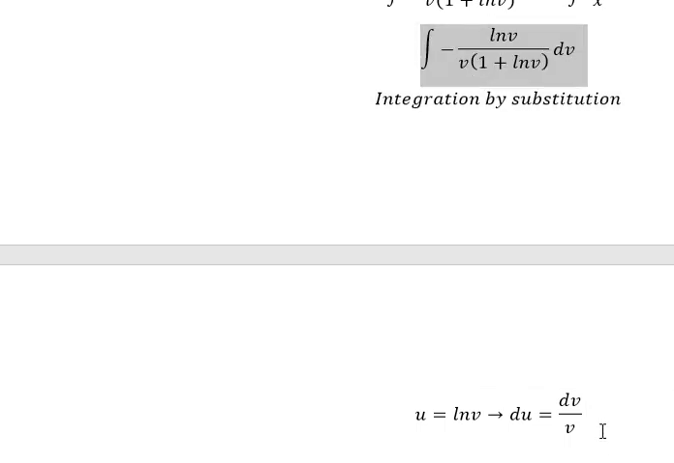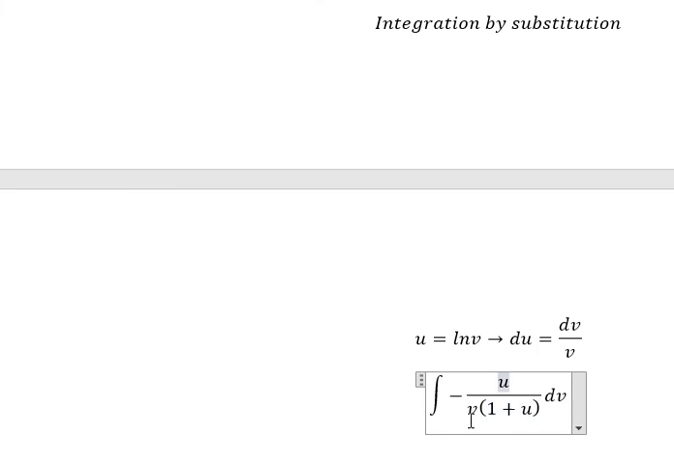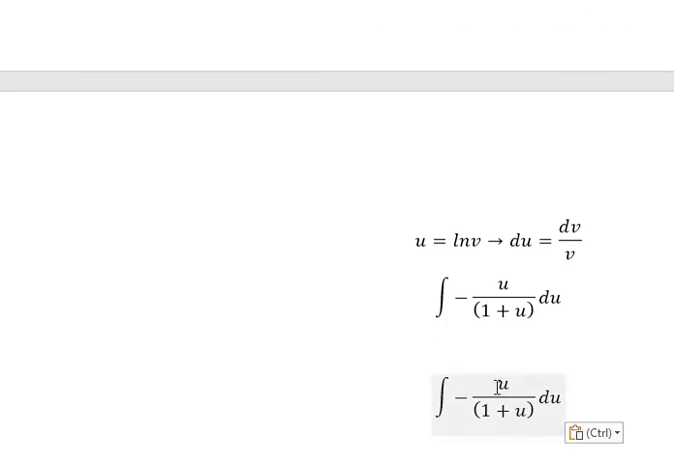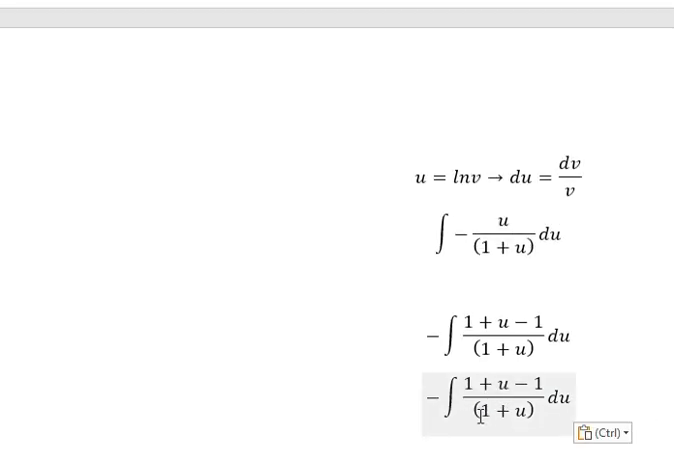So this one we change by u. This one we change by u. dv over v we change by du. So we need to add number 1 in here. Later we need to minus about number 1. Negative sign I will put in here. So 1 plus u divided by 1 plus u, we have number 1.